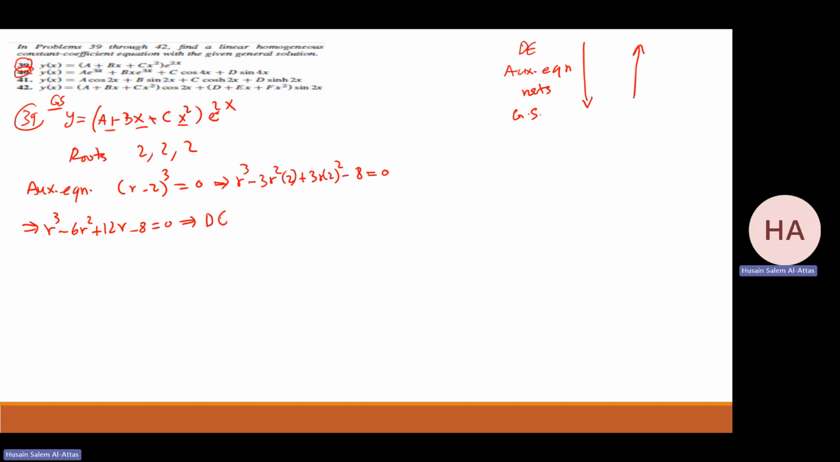What will be the differential equation? Right away: third derivative minus 6 times second derivative plus 12y prime minus 8y equals 0. That will be the differential equation. 40. Okay.